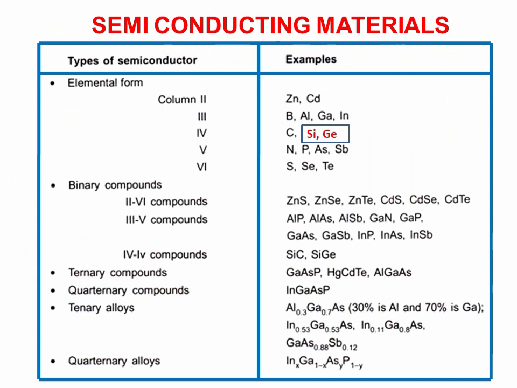You can see the tabulation here. It explains the types of semiconducting materials. These are available in different types like elemental form, binary compounds, ternary compounds, quaternary compounds and so on. In elemental form, the fourth column, silicon and germanium are most commonly used semiconducting materials.